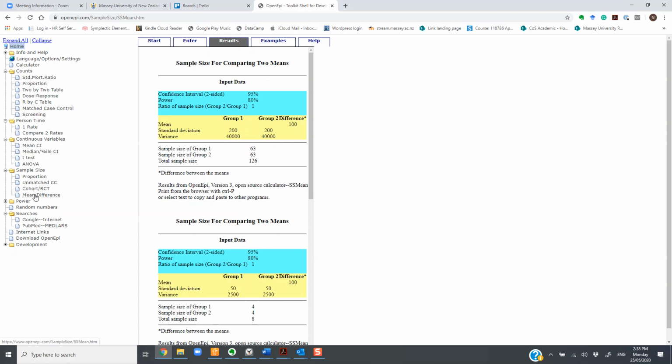Now, the reason it took me a while to realize that the results were actually different was that the other sample calculator asks for the variance, not the standard deviation, and the variance is the square of the standard deviation. So what was happening was, the reason the sample sizes were so small was that the variance I'd entered was actually quite low. So if you wanted to use the other calculator, you would get similar numbers to this if you entered a variance of 10,000.